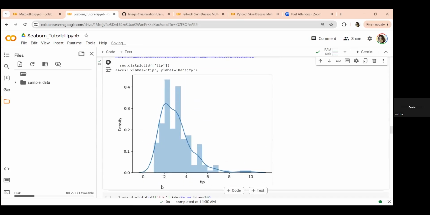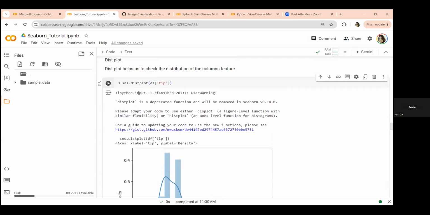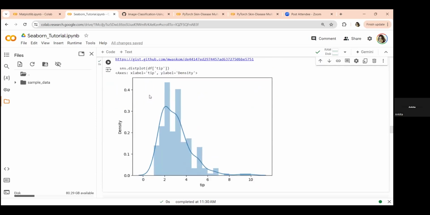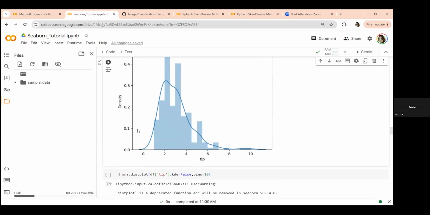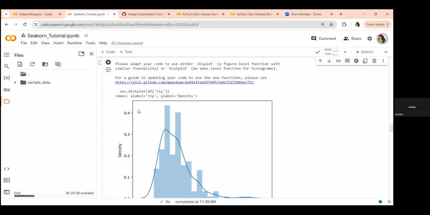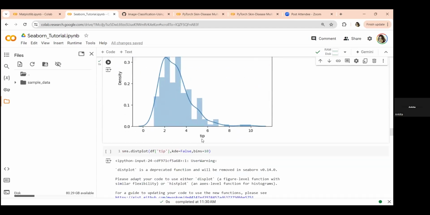If the tip value is between 0 to 2, the density is like this: 0.1, 0.2, 0.3. These are basically the percentages. So this plot represents the histogram, meaning when the tip value is between 0 to 2, how much density is present here. These are the percentages, and this one is the histogram.